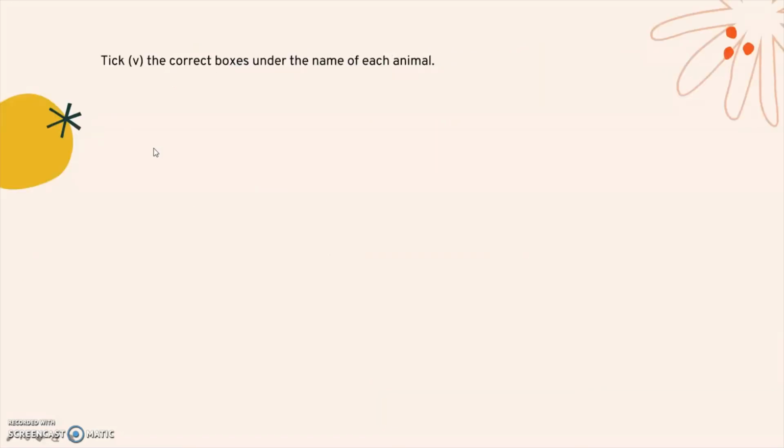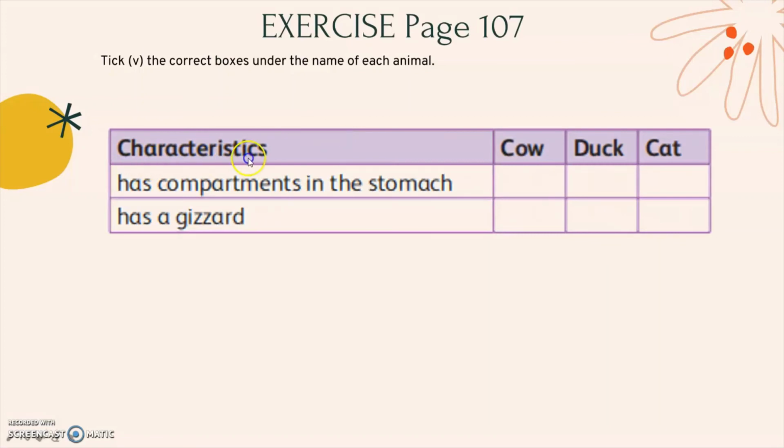Now, you can open your book page 107. Now, this is the exercise, yeah? Tick the correct boxes under the name of each animal. The characteristics: has compartments in the stomach, and has a gizzard. Now, which animal has compartments in the stomach: cow, dog, or cat? Yes, cow. And then has a gizzard like a chicken. Good job, duck. Okay.